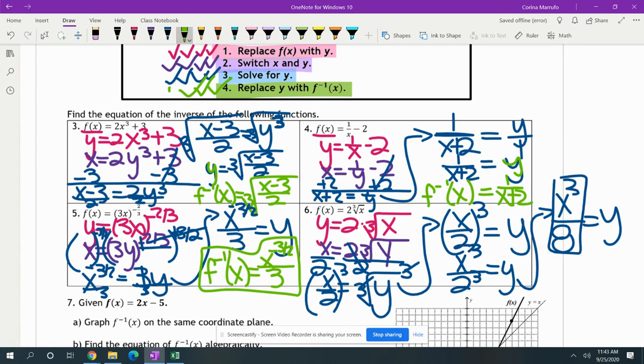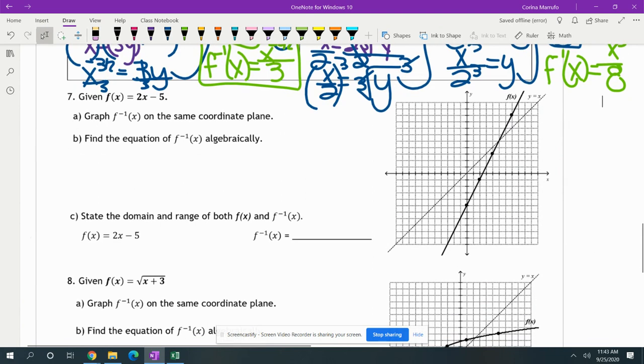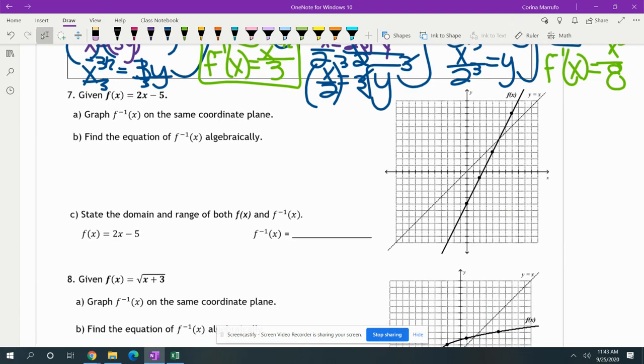Okay. Then our last step, replace y with f inverse. So f inverse of x equals x to the 3rd power over 8. And that's it. All right, now we're going to go into the graphing section. So on here, it says given f of x equals 2x minus 5, graph f inverse of x on the same coordinate plane, find the equation of f inverse of x algebraically, then state the domain and range of both f of x and f inverse of x.